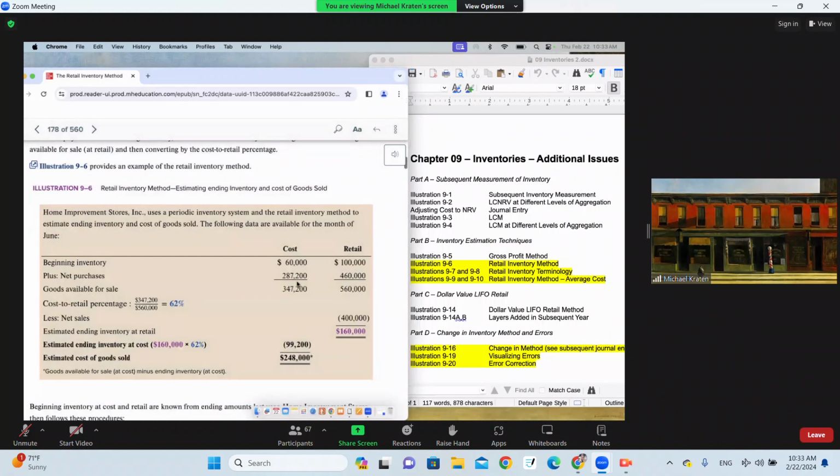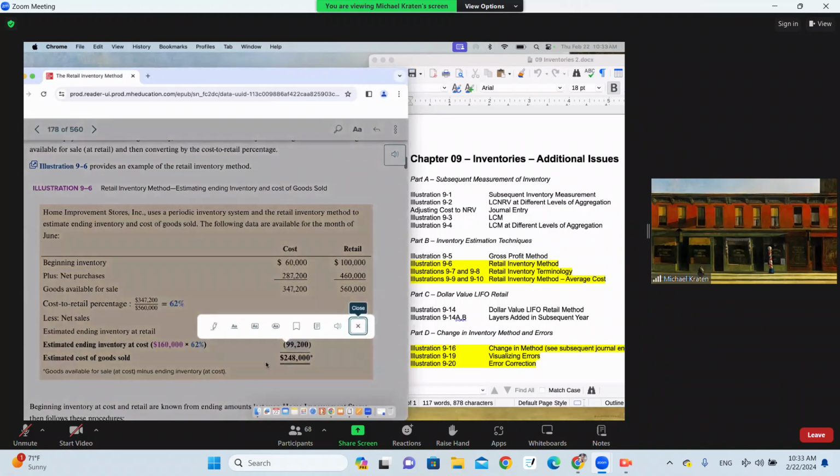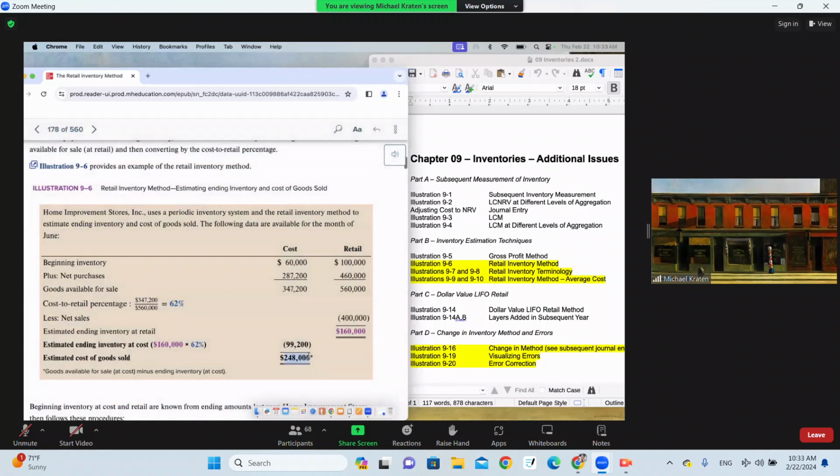And finally, now we're back in the cost column, if we had 347,200 worth of goods available for sale, and if 99,200 of them were unsold at the end of the day, then 248 of them must have been sold during the day, and that is the estimated cost of goods sold.